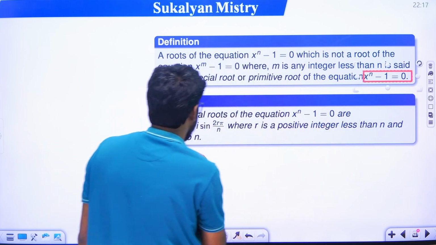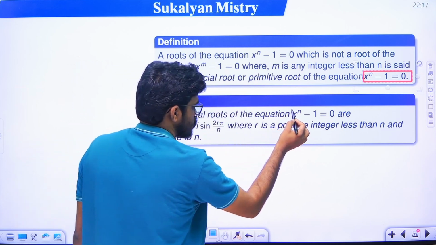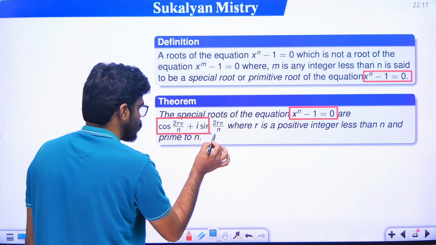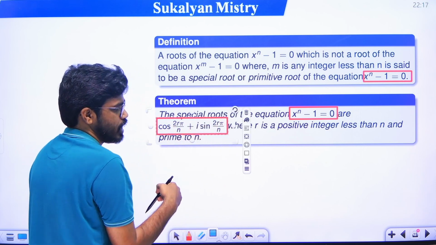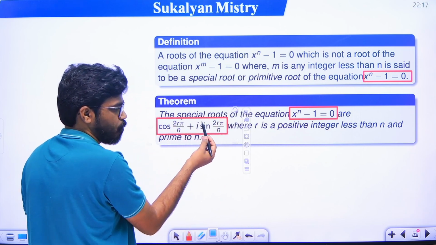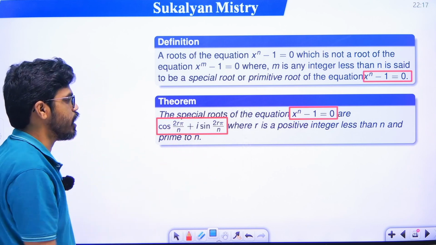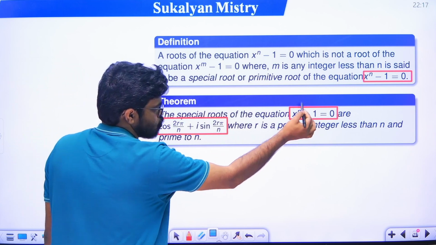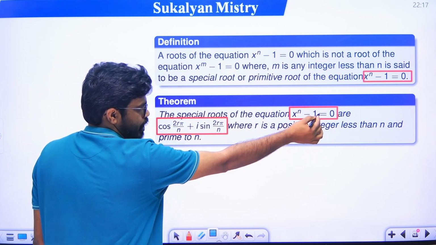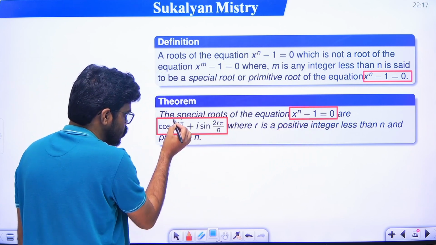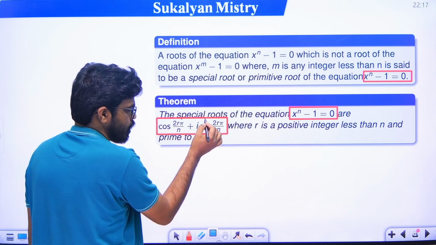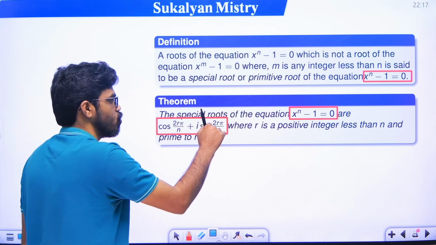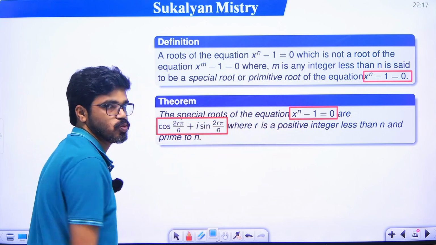See this result carefully. The special roots of this equation are cos 2k pi by n plus i sin 2k pi by n, where k is a positive integer less than n and prime to n. The special roots of this equation x to the power n minus 1 is equal to 0 are of the form cos 2 pi r by n plus i sin 2 pi r by n, where r is a positive integer which is less than n and prime to n.